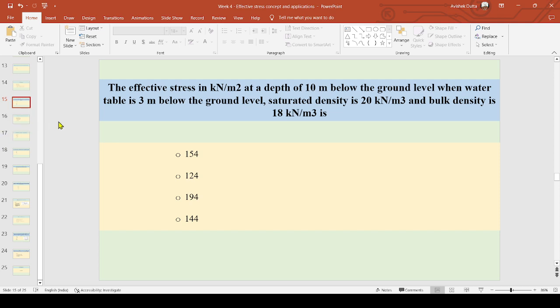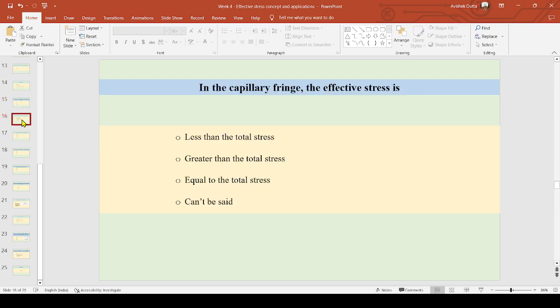Okay, next question. In the capillary fringe, the effective stress is less than total stress, greater than total stress, equal to total stress, or it can't be said.